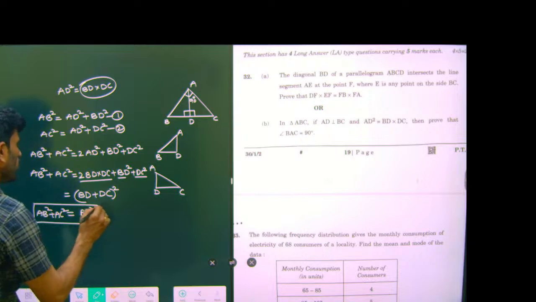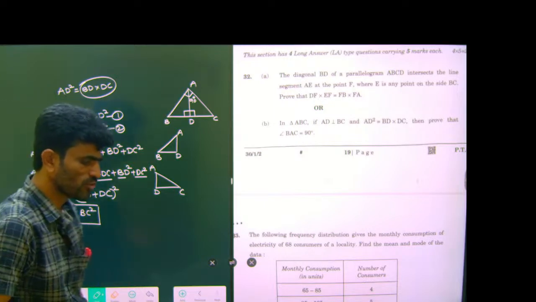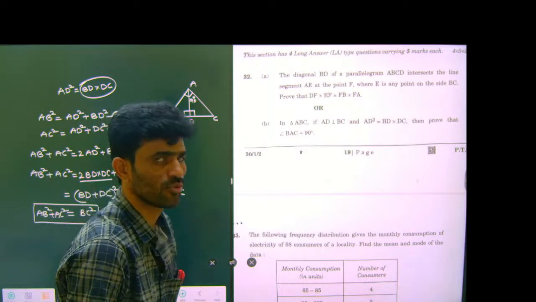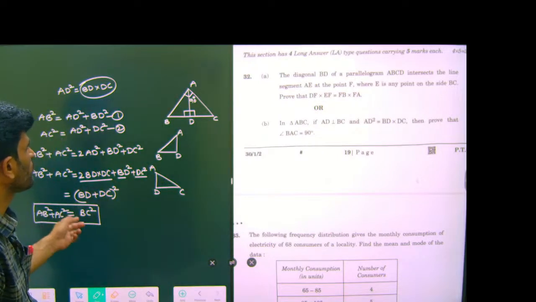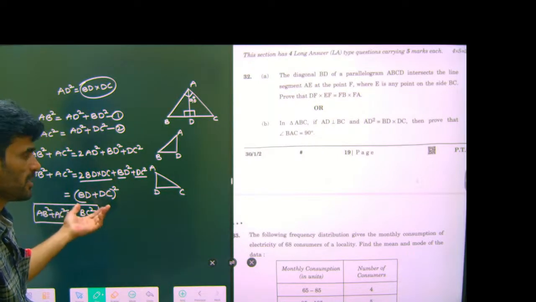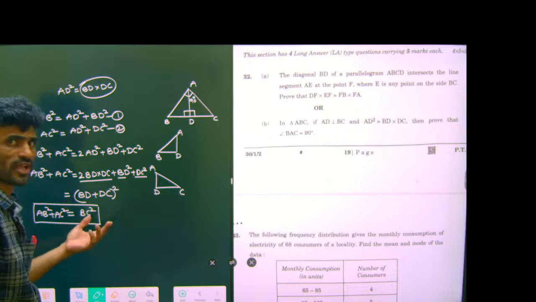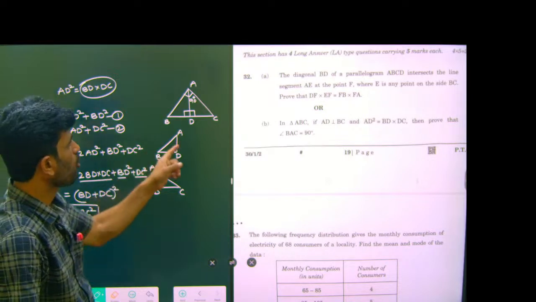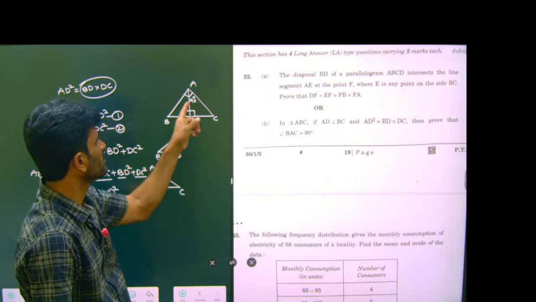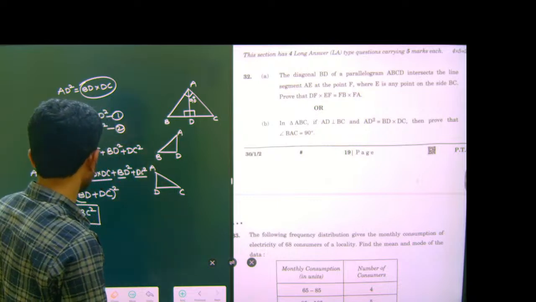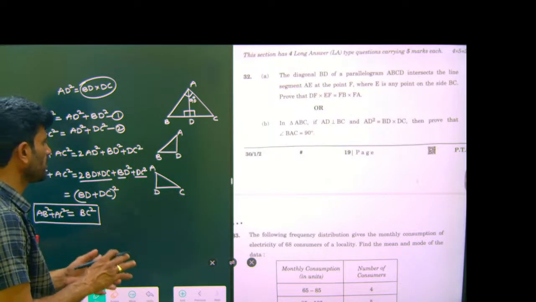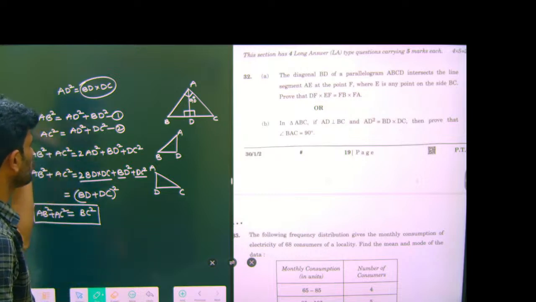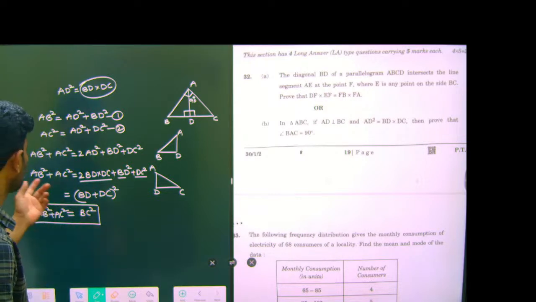So what we got here? Sum of squares of two sides is equal to square of the third side. When the sum of squares of two sides is equal to the square of the third side, that will be the longest side, and the angle opposite to the longest side will be 90 degrees from the converse of Pythagoras theorem. But the Pythagoras theorem and converse of Pythagoras theorem related concept is deleted. So you can use what we did previously, similarity criterions.